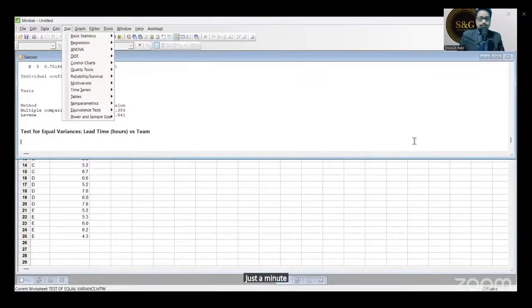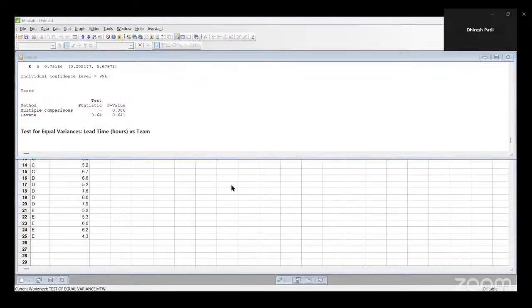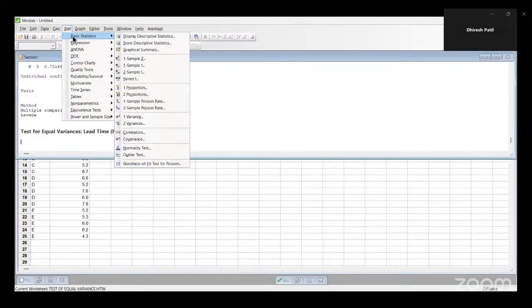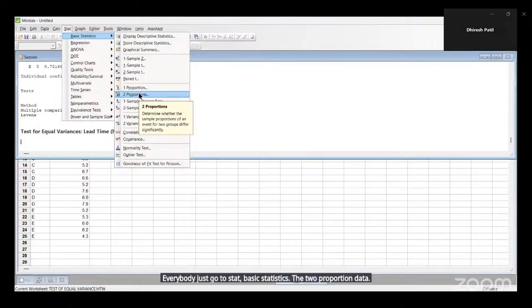Okay, we'll go to Stat, Basic Statistics, and Two Proportions. Here you can see the two proportion option. Everybody just go to Stat, Basic Statistics, Two Proportions. Click on that.